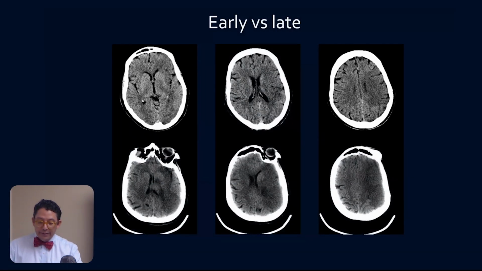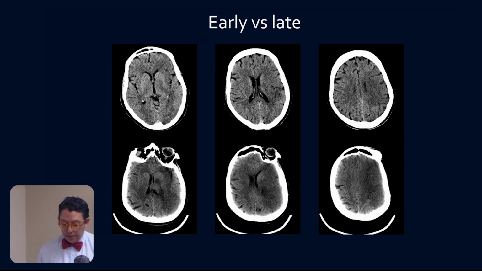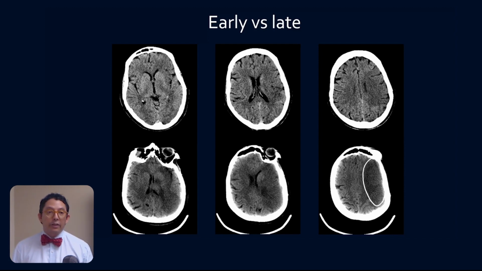We have the same patient, whose brain we could not rescue, after 3 weeks. And after 3 weeks, it is really clear that all of that region stroked.